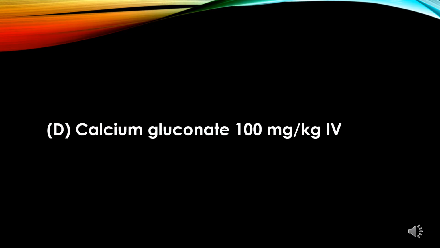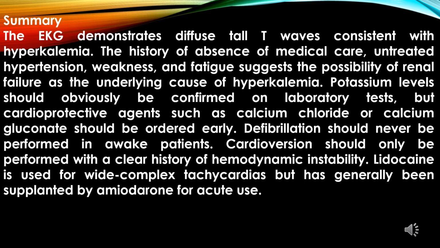D. Calcium gluconate 100 mg per kilogram IV. Summary. The EKG demonstrates diffuse tall T waves consistent with hyperkalemia. The history of absence of medical care, untreated hypertension, weakness, and fatigue suggests the possibility of renal failure as the underlying cause of hyperkalemia. Potassium levels should obviously be confirmed on laboratory tests, but cardioprotective agents such as calcium chloride or calcium gluconate should be ordered early.